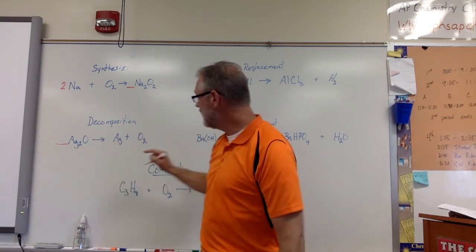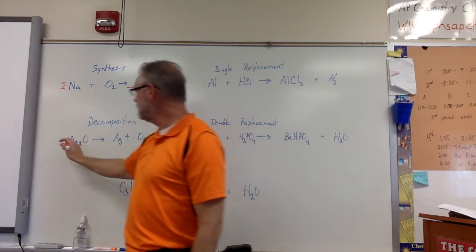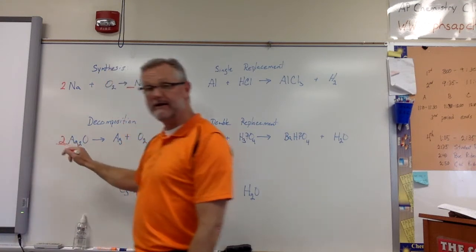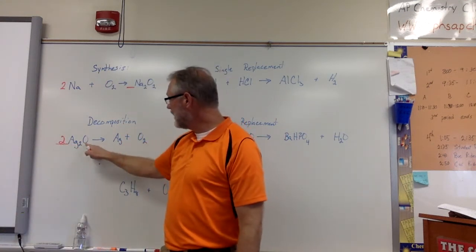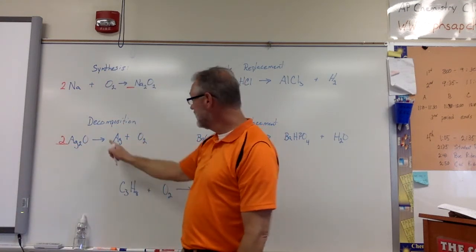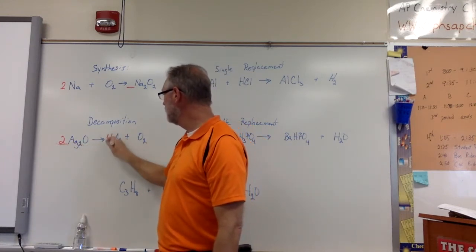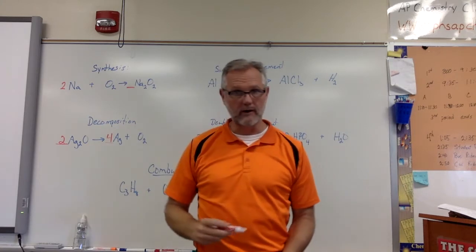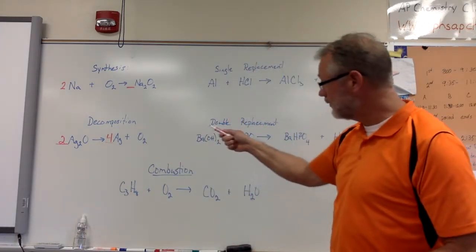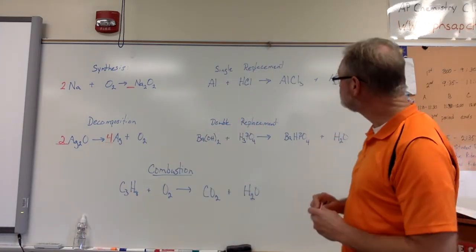So where do I go with this? I'm going to have to put a 2 right there. That now gives me 2 oxygens and 2 oxygens. It gives me 4 silvers, so I'm going to have to put a 4 right there. So it balances with a 2-4-1 ratio.